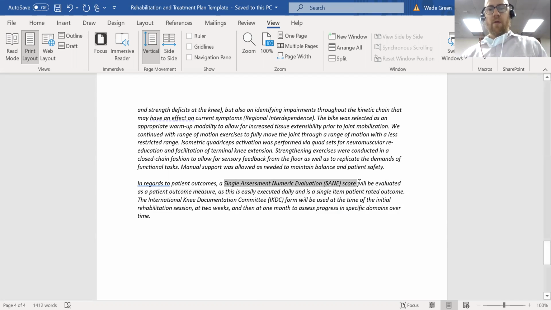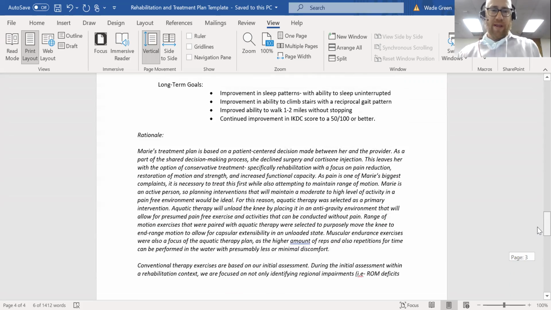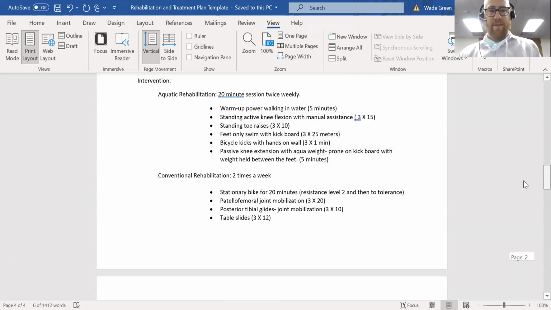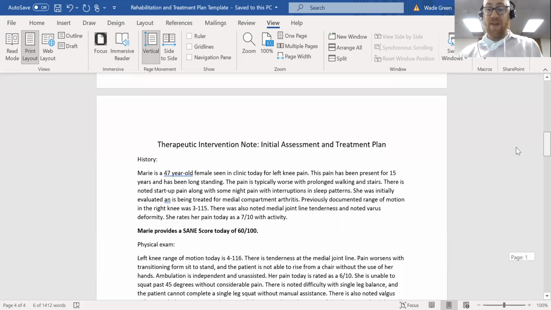The SANE score is actually really easy to obtain. The way that I typically do this in practice is I'll ask a patient, if you could give your shoulder or your elbow or your wrist or hand a score, like a test grade on a scale of 0 to 100, 0 being a complete failure, 100 being perfect, where would you rate yourself today? In this example, Marie, our patient, gives her knee a SANE score of 60 out of 100. So that's one patient-oriented outcome measure that she provides.